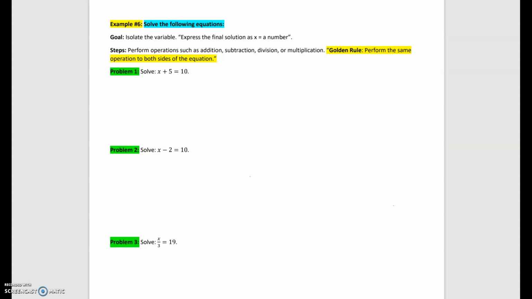Hi class, let's take a look at the next set of problems. So the main idea here is that we're going to be solving equations.